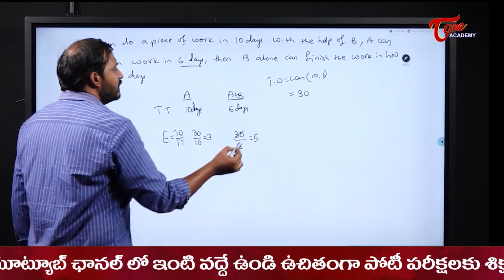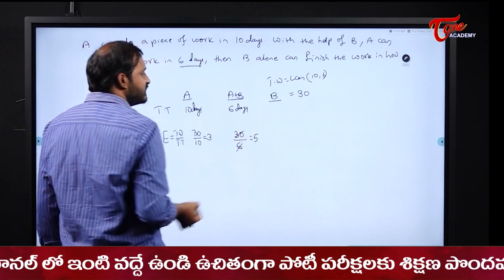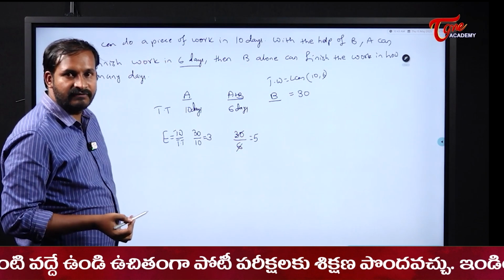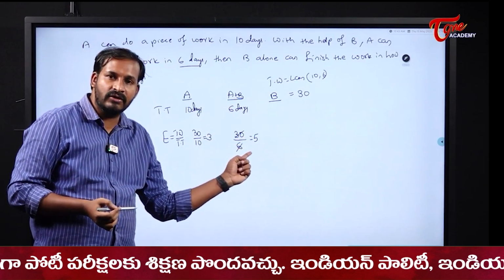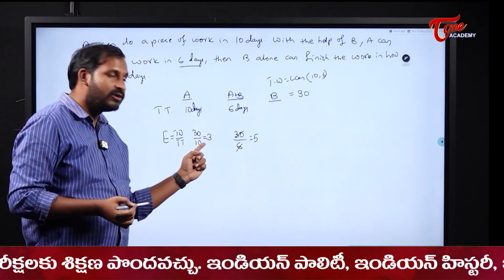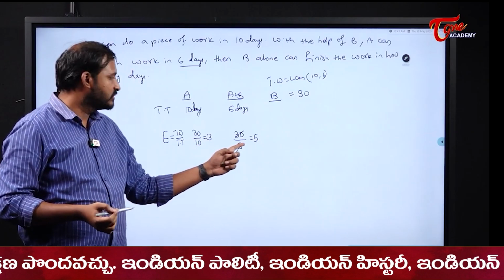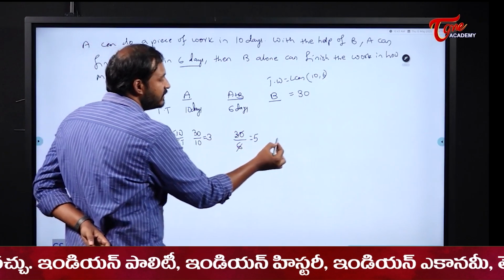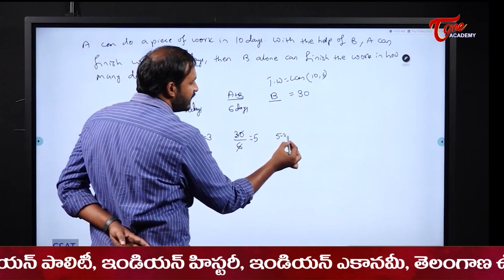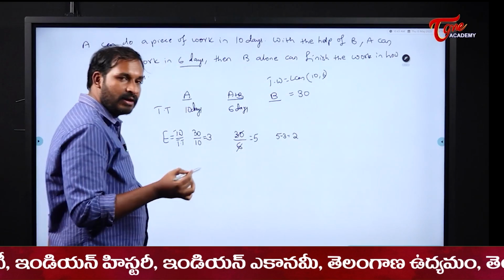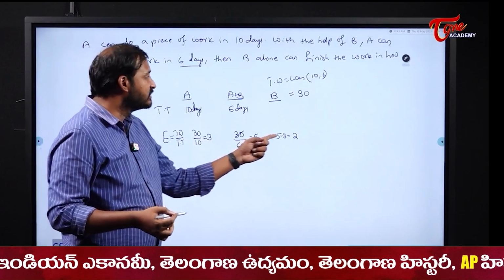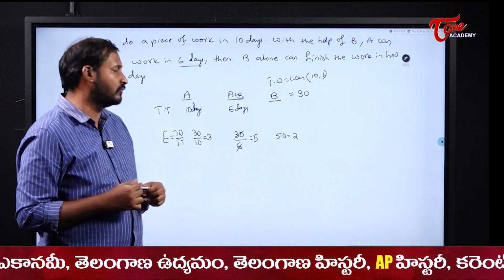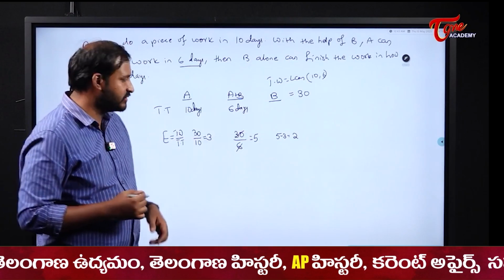Now tell me, they are asking us, B alone can finish the work in how many days? Now see here students, A and B together efficiency is how much? 5. A's alone efficiency is how much? 3. So now tell me what will be the efficiency of B? Efficiency of B will be 5 minus 3, that is equal to 2. Why? Because A and B together efficiency is 5 and A's efficiency alone is 3. So B's efficiency is 2.